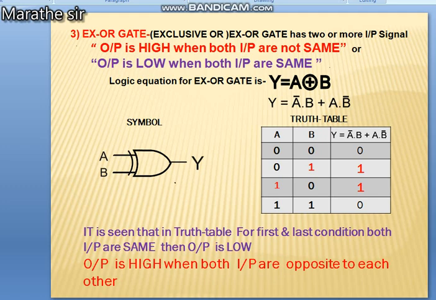It is seen that in the truth table for the first and last condition, when both inputs are same, then only we are getting output low. We are getting output high when both inputs are opposite to each other, when both inputs are not same. That is the XOR gate.